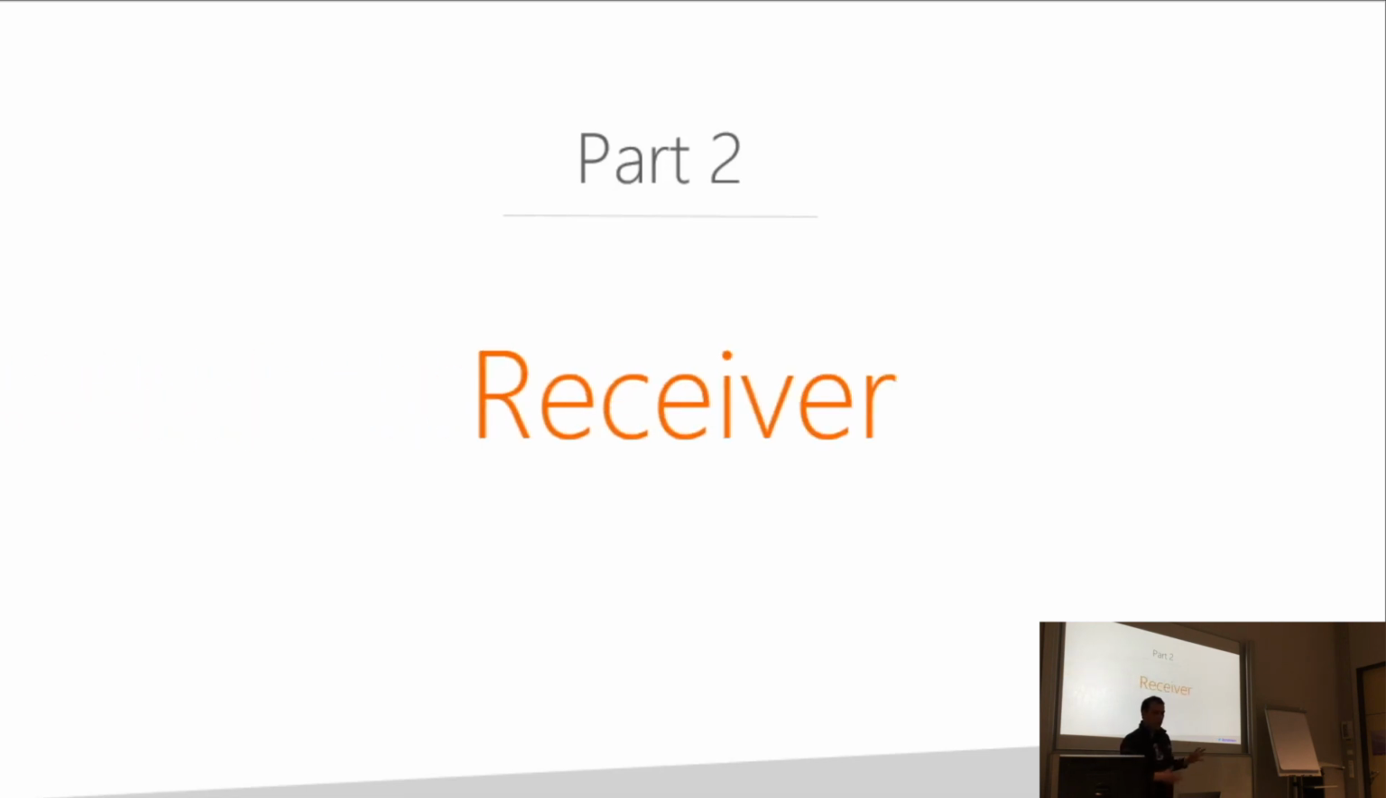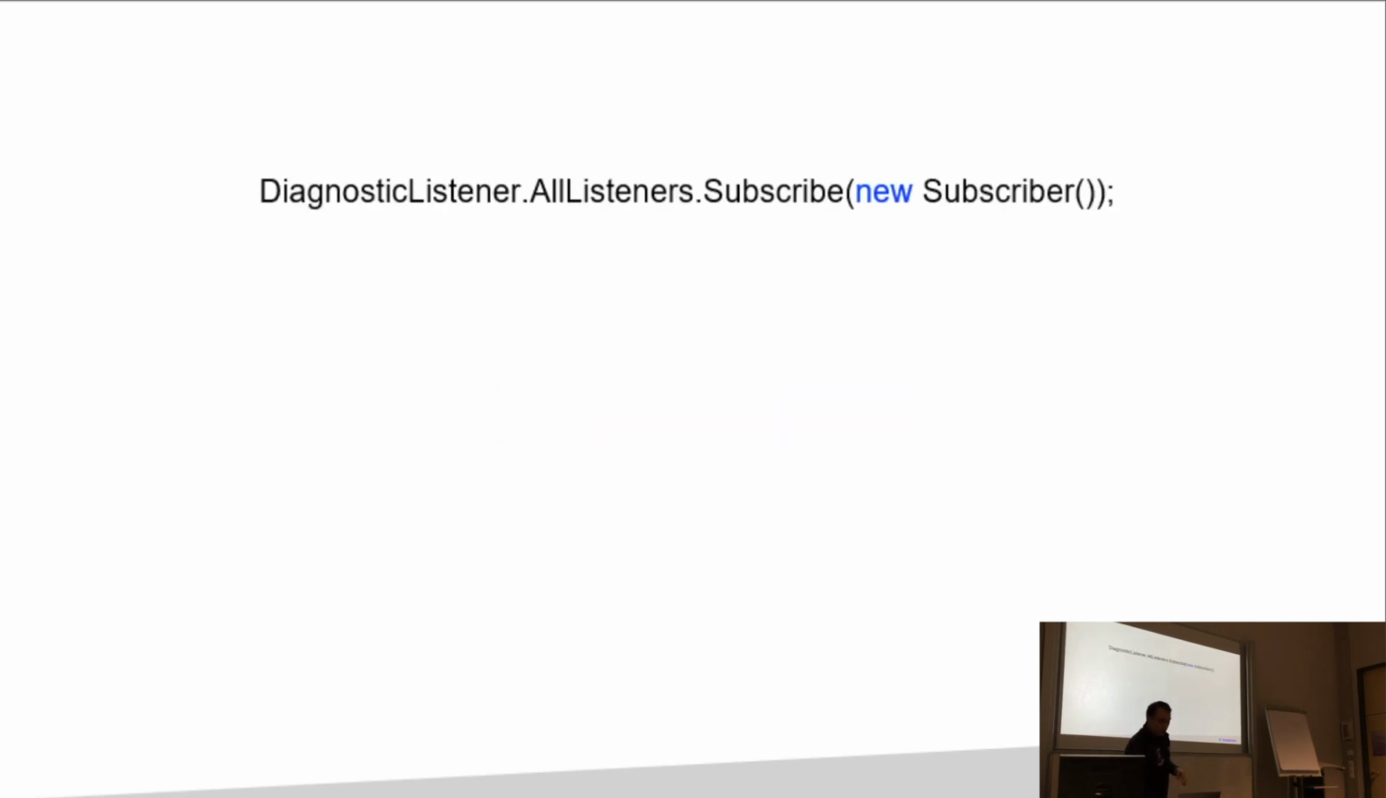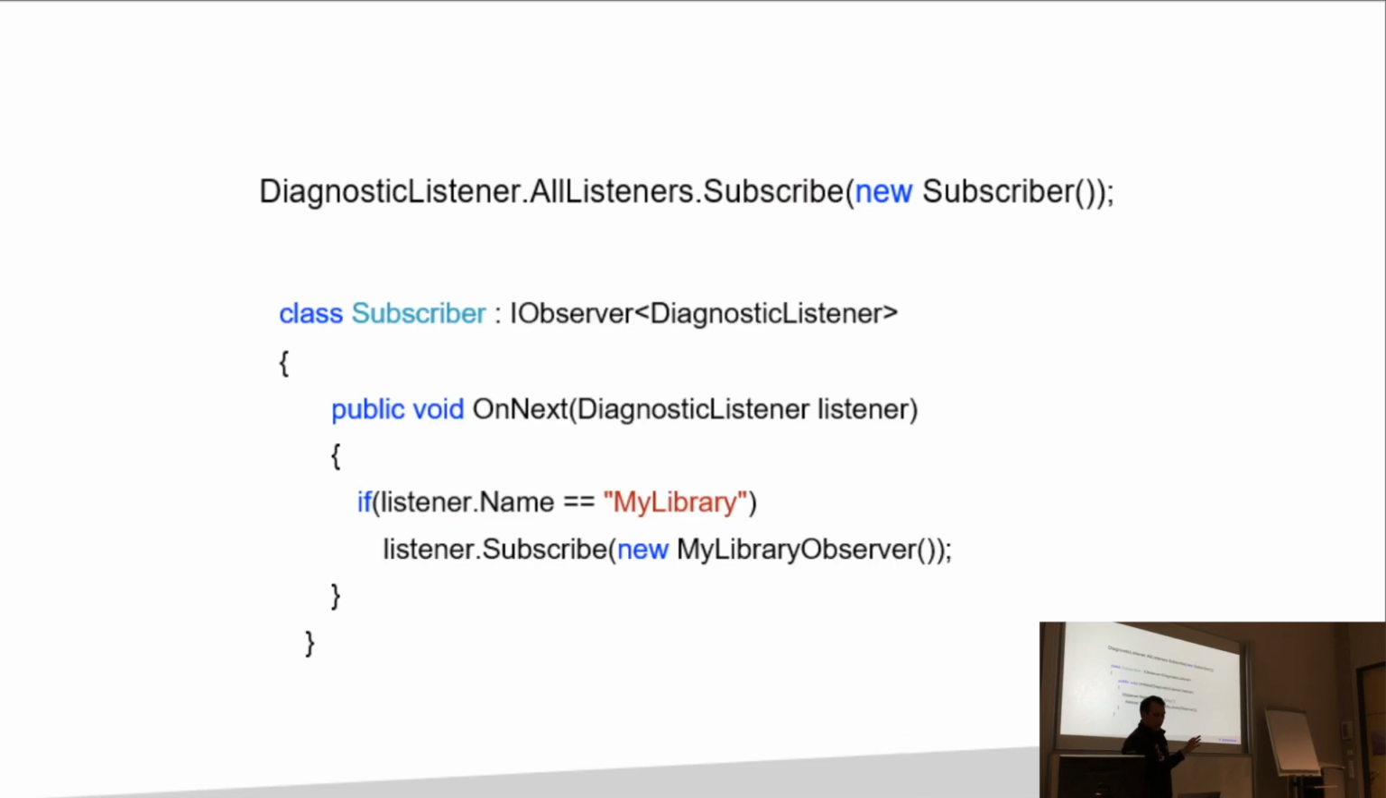Now, how can you receive this? There is another side, there is the receiver. All you need is that there is a static DiagnosticListener.AllListeners property, and with the Subscribe method, you can give it a class that implements IObserver<DiagnosticListener>, and each time there is a component loaded into your application which emits diagnostic source events, this OnNext method will be called. So in our case, the listener was called MyLibrary, and this will show up.